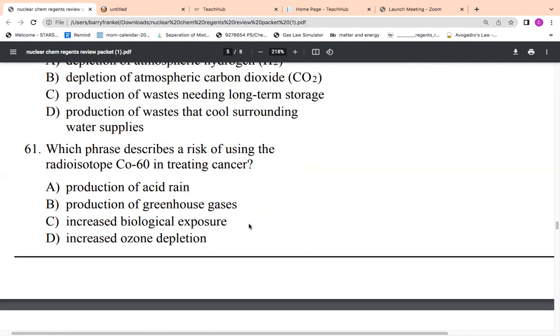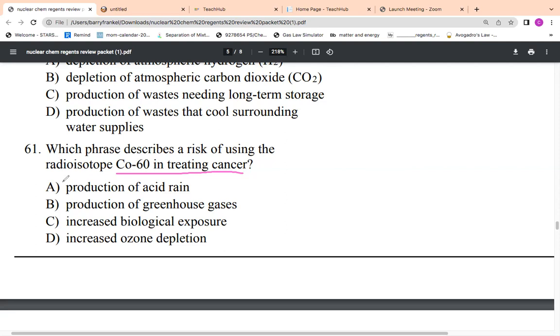61. Which phrase describes a risk of using the radioisotope cobalt-60 in treating cancer? So we can use cobalt-60 to treat cancer, as that's radiation therapy. Not the only type of isotope that we use in radiation treatment, sorry, but it is one of the common ones. Now you can get overexposed to this, okay? But in small amounts and focus on one particular part of the body, it does more good than bad.